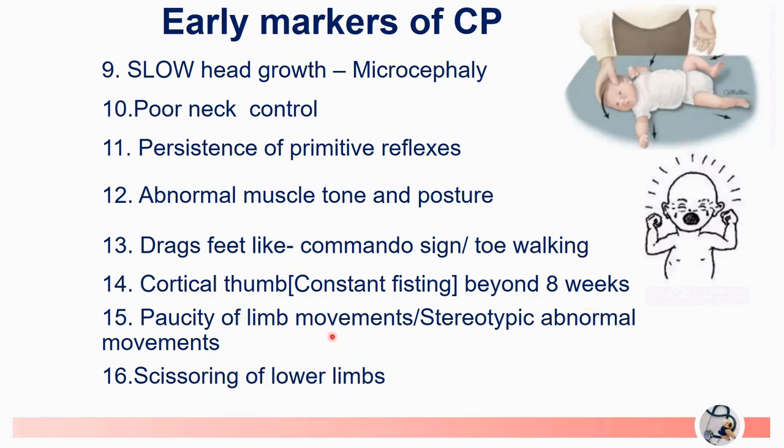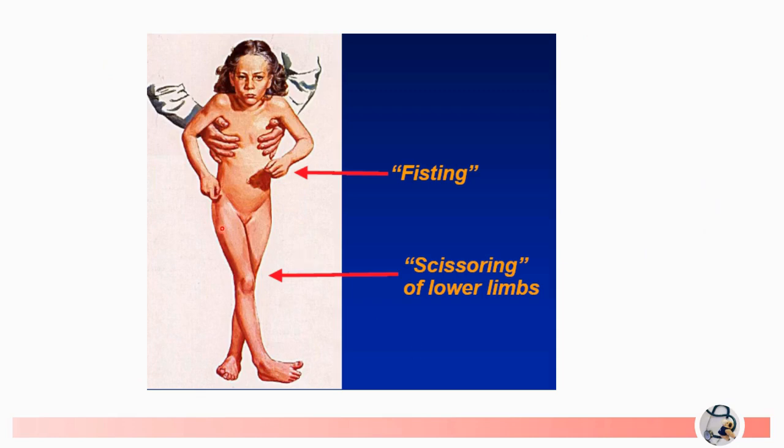Then if there is paucity of the limb movements, if there are stereotypic abnormal movements, and if there is a scissoring of the lower limb. Scissoring, it looks like this. When you lift the baby through the arm, and if the baby has legs crossed like this, so this is a scissoring sign, scissoring of the lower limb. This is because of the spasticity.